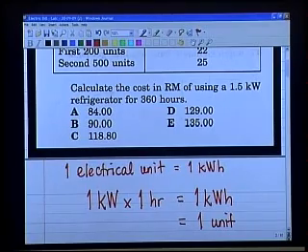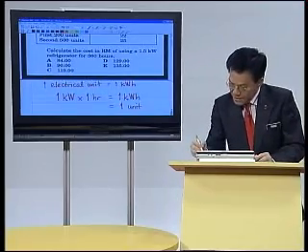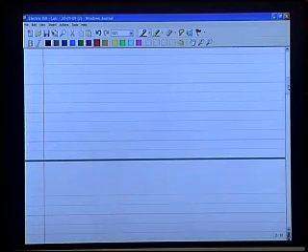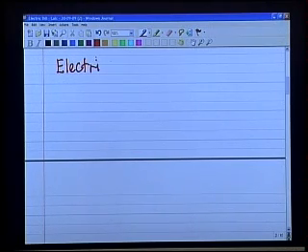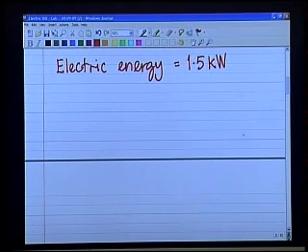So once we have got this, we can come back to the question and tackle it now. Alright, so let's continue. 1.5 kilowatt, 360 hours. So what we will write down here is this. Now what is the electrical energy that is being used in this case? I have 1.5 kilowatt. That is the gadget, the power of the gadget. And I use it for 360 hours.